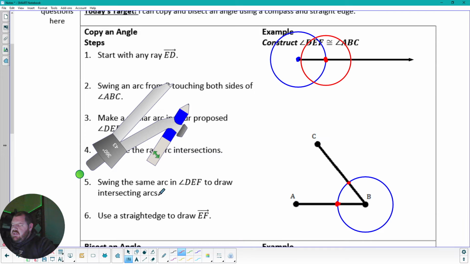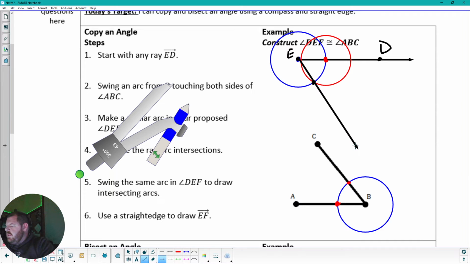And then the last thing it says is use a straight edge to draw ray EF. So I didn't put a whole lot of points on here to begin with. This is point E. This would be point D right here. And I'm trying to figure out where F has to be. And it's going to be through the vertex E and through the intersection of those two circles. So it's going to be right through here.